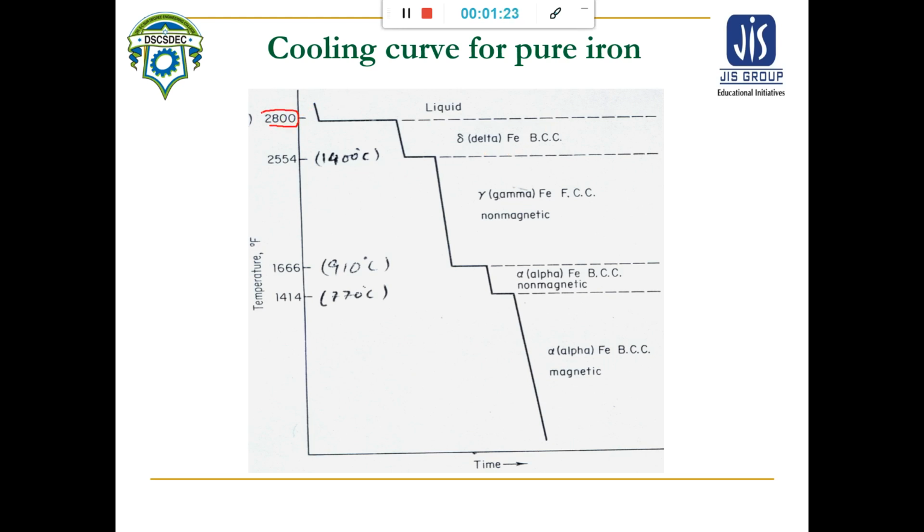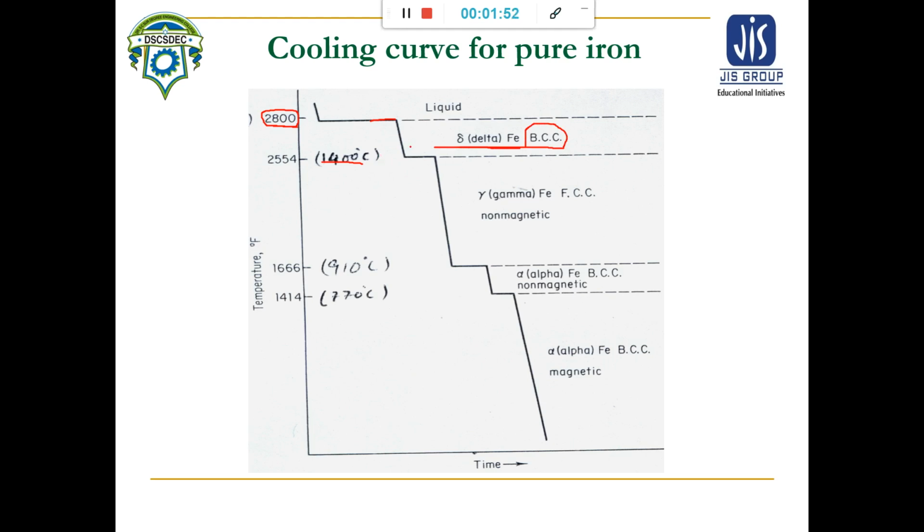This is 2800 degrees Fahrenheit. It is the melting point temperature. From the melting point temperature down to 1400 degrees Celsius, the iron is delta iron. We will see what delta iron is. It is a special type of iron which has a body centered cubic structure.